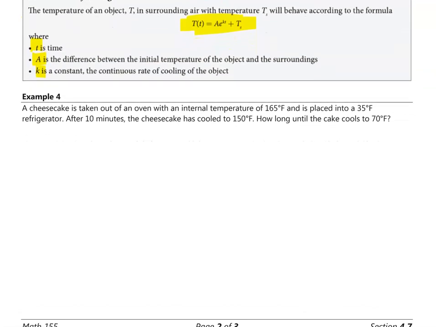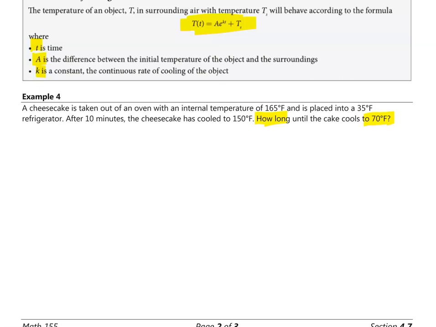And let's use that formula to answer this example number 4. A cheesecake is taken out of an oven with an internal temperature of 165 degrees Fahrenheit and is placed into a 35-degree refrigerator. After 10 minutes, the cheesecake has cooled to 150 degrees Fahrenheit. How long until the cake cools to 70 degrees Fahrenheit? How long? So we're going to solve for the time t.